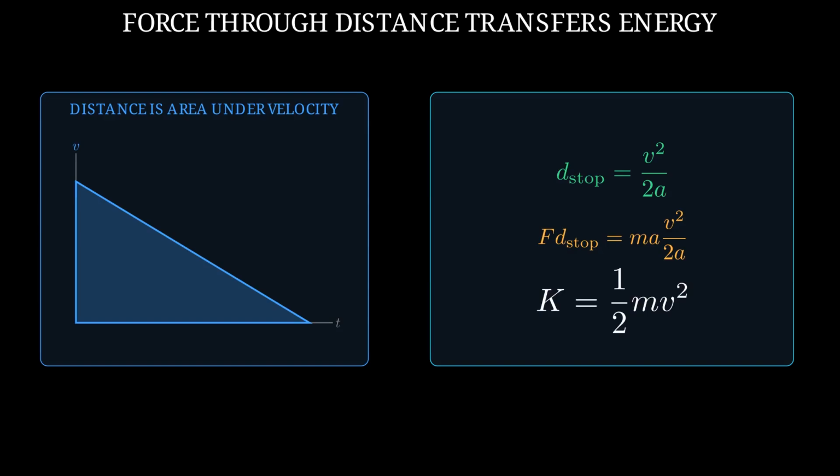Positive net work increases it, and negative net work decreases it. The net work on the cart equals its change in kinetic energy. This is not merely a quantity chosen because it happens to be conserved. It measures the work transferred into or out of the cart's resolved motion.